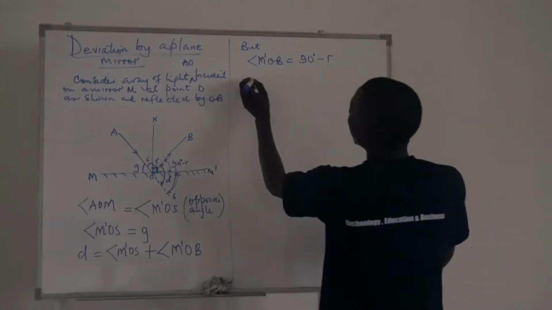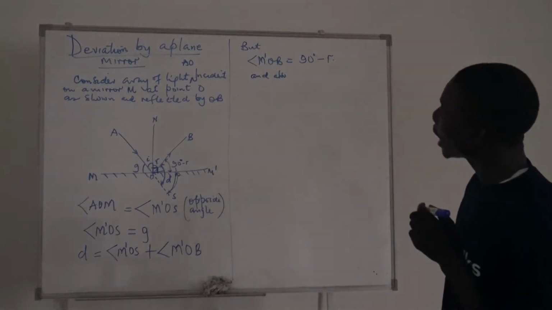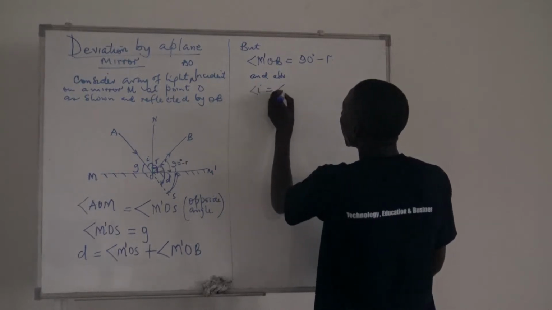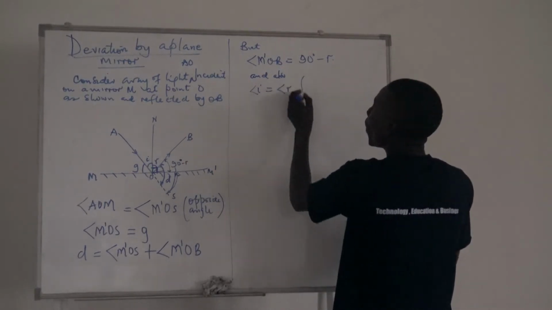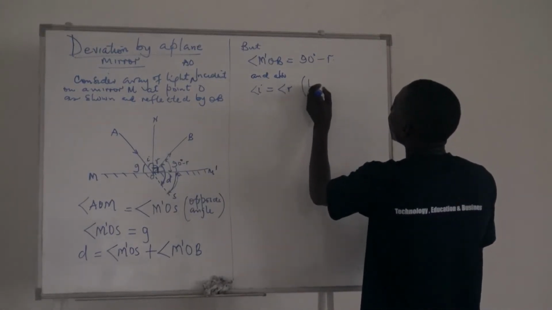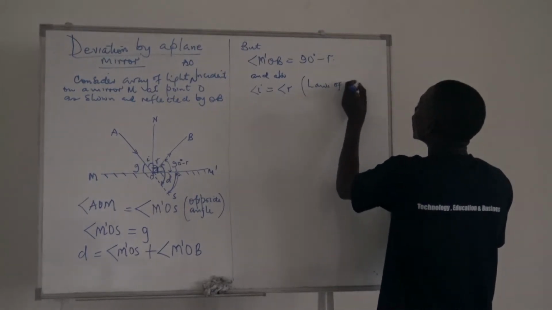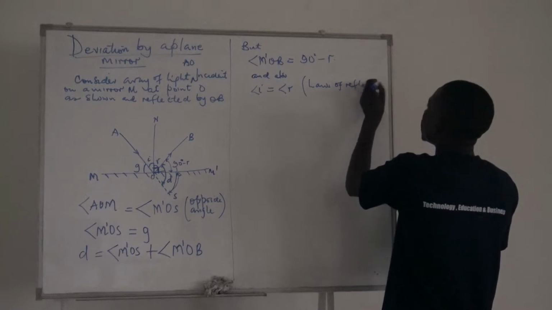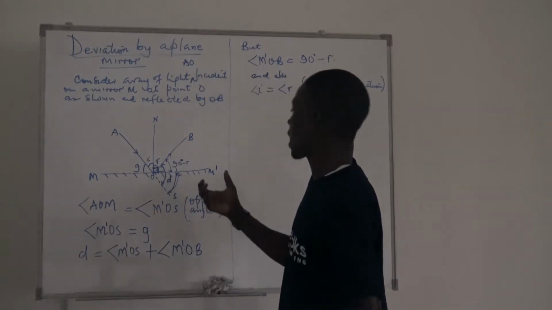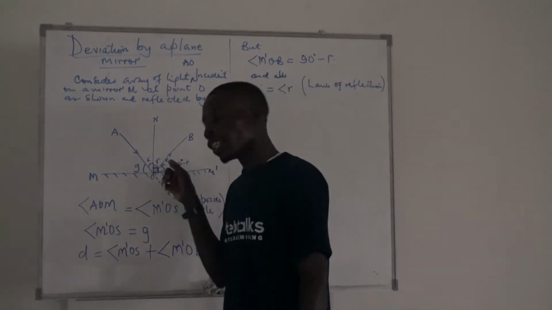Is that okay? And also, it is very true that angle I is equal to angle R. Is that okay? Why? This angle is equal to that. Why are we saying that? That is from the laws of reflection. Is that okay? It is the law of reflection that is telling us that the angle of incidence is equal to the angle of reflection.